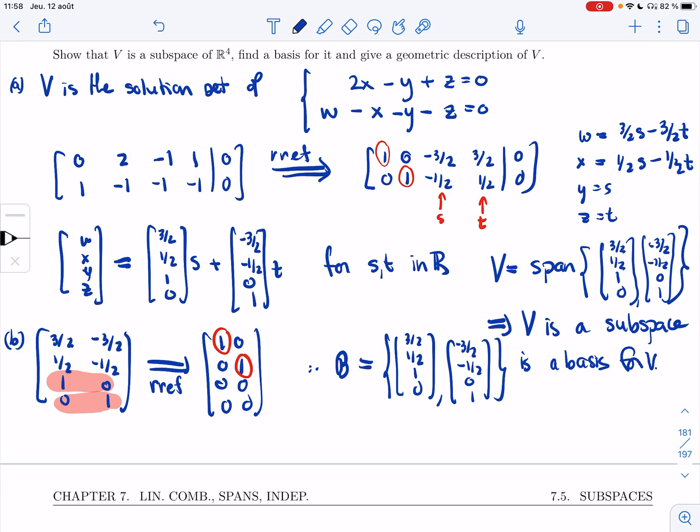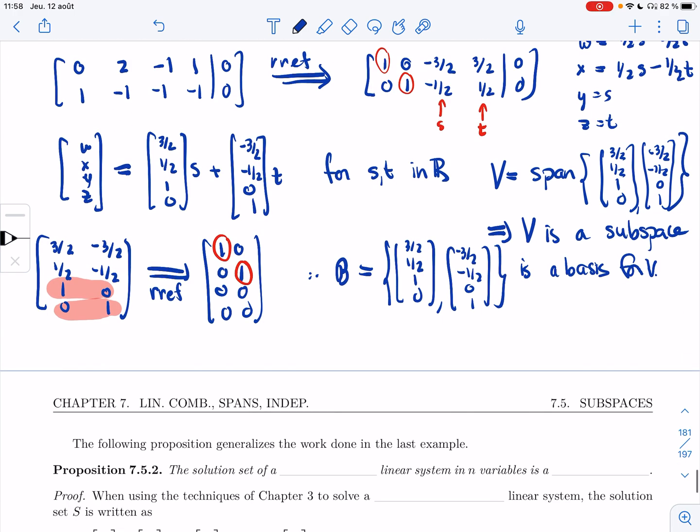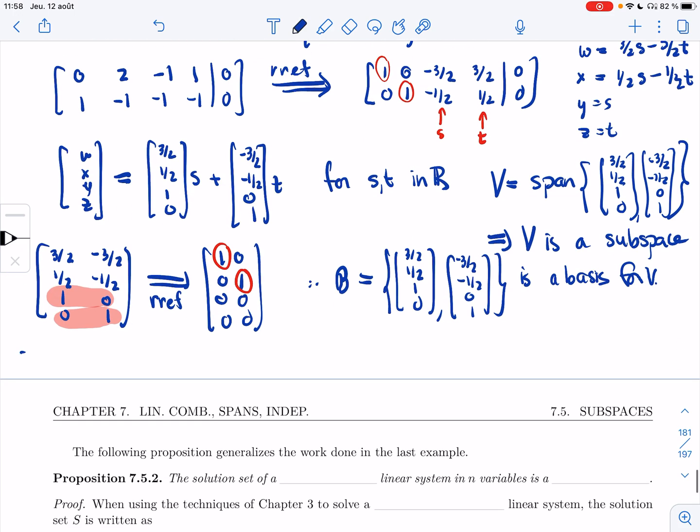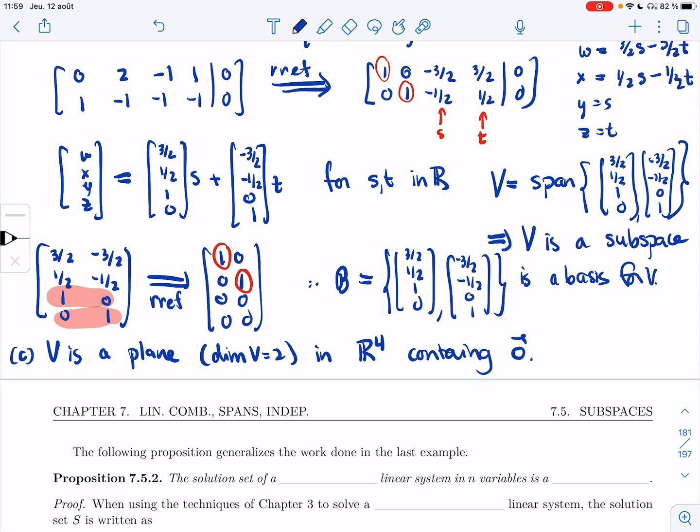All right, I have two elements. That means give a geometric description of V. That's going to be part C. V is a plane because it has dimension 2 in R4 containing the origin. That's it.